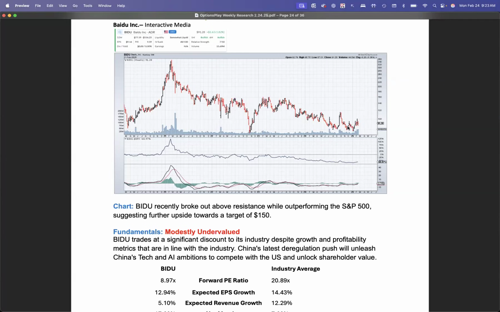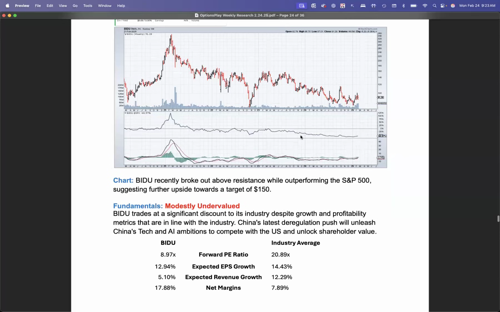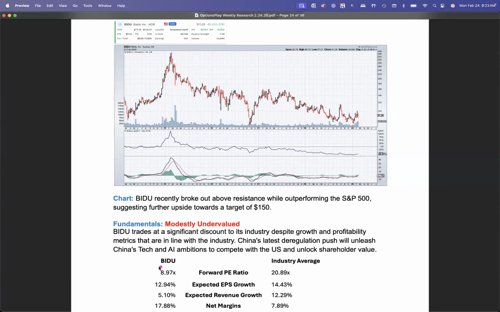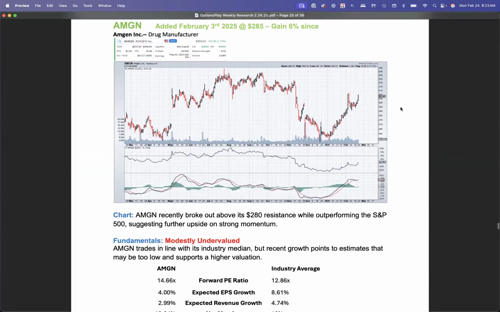If we zoom in, you have the formations of a bottoming formation, very early stages. As you can see, we added it when it was trading at 97. It's down about 6% since we've added it. But look at the valuation. It's trading at 9 times forward earnings versus 21 for the industry. Growth metrics are below industry average, but I think the thing we should be looking at here is net margins: 17% net margins versus 8% for the industry. That tells me that should be at least supportive of a valuation that's closer to the industry average. And it doesn't even have to get anywhere near the industry average for this to have substantial upside potential, which is why Baidu, at the moment, belongs in our bullish list as a more speculative play on the unleashing of the AI tech stocks.